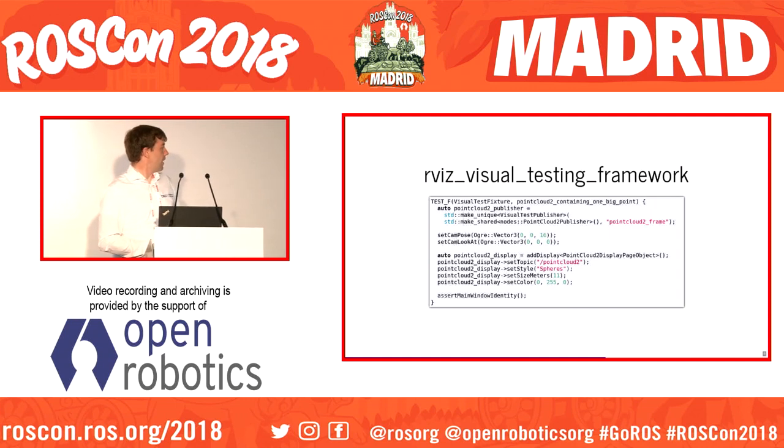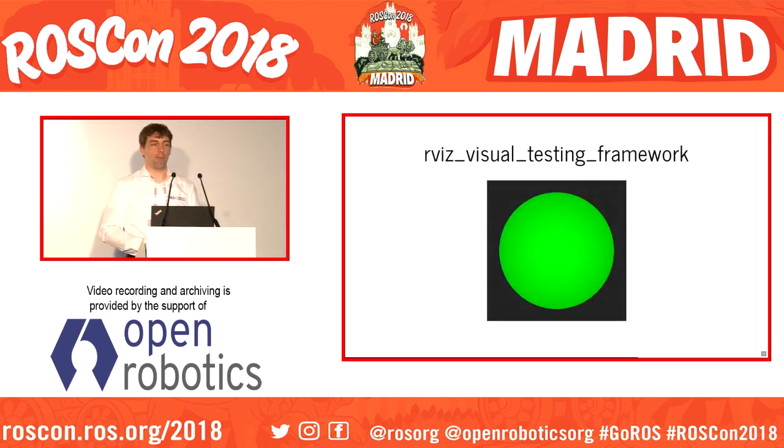So we set the topic of the point cloud display, we set the style, size, and so on. And then the last line is the assert, which basically says take a screenshot and compare it. And this is the example screenshot for this test I've shown you. It's just one single big point. And then we do a pixel by pixel comparison.